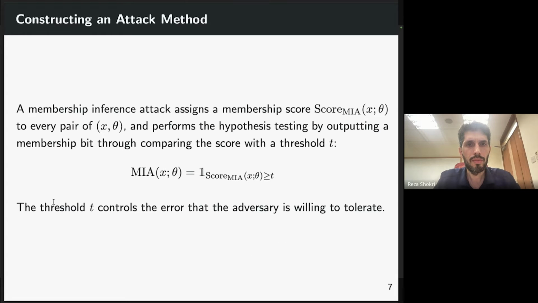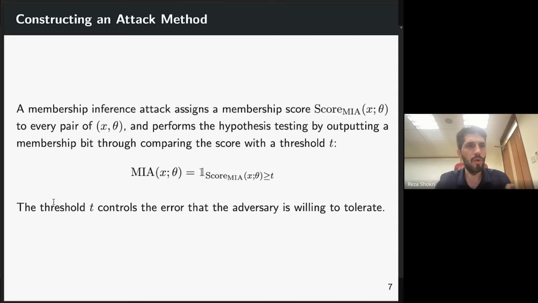So to design an attack method, I'm going to formalize the general approach that we can have here, because we are designing a statistical test for this hypothesis testing problem. And what we can do is compute some test statistic. We call it score MIA, which is a function of the data point X and the model theta.